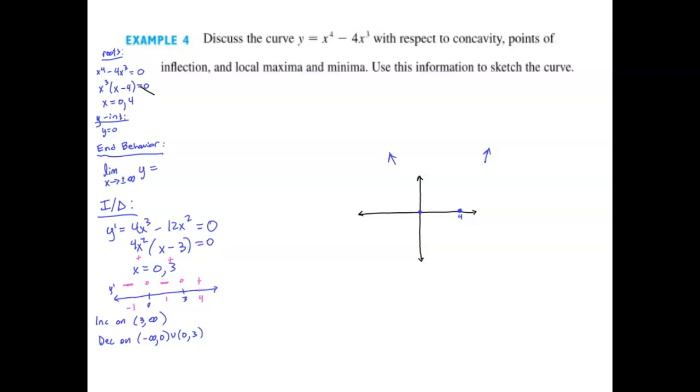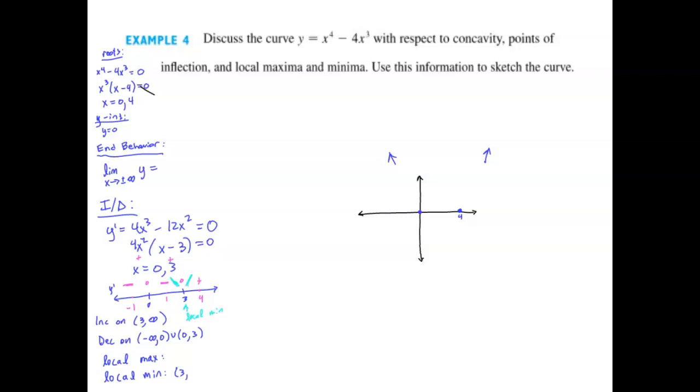So with that, we can now find our local max and minimum. Our function goes from decreasing to having a slope of 0 to decreasing, so there's neither at 0, but at 3 it goes from decreasing, so negative slopes, to increasing, positive slopes, so that has to be the location of a local minimum value. And so I have a local minimum at 3, something.